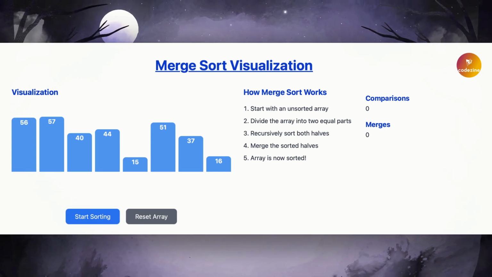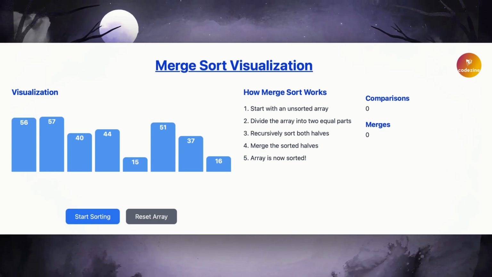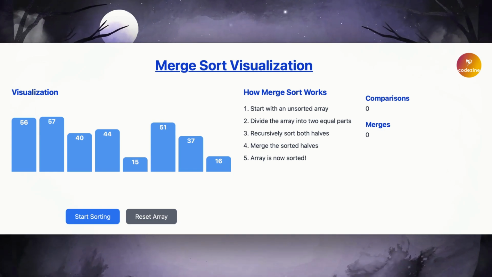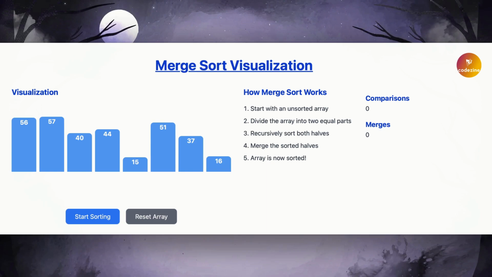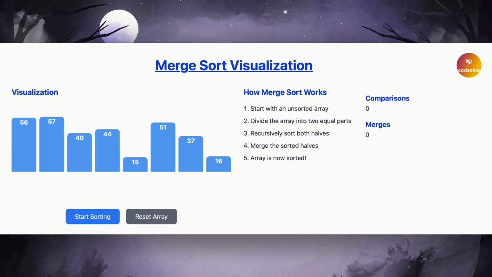Merge sort is known for its stability and guaranteed O(n log n) time complexity, making it more efficient than bubble sort for large datasets.